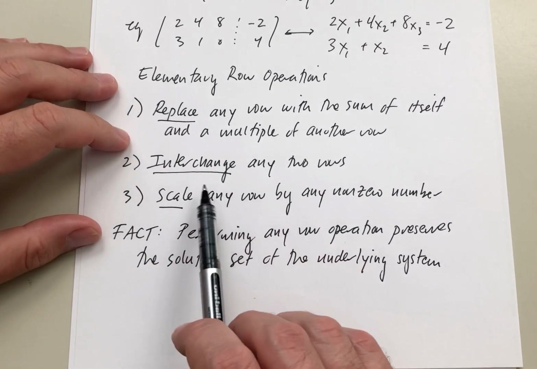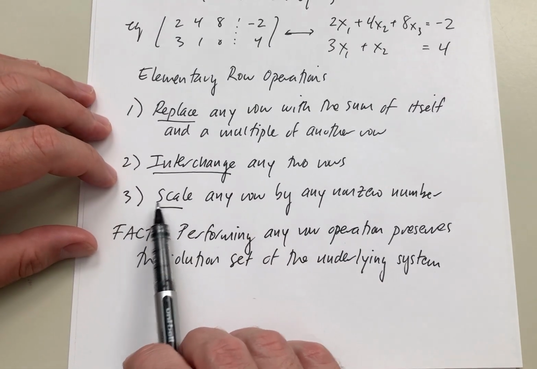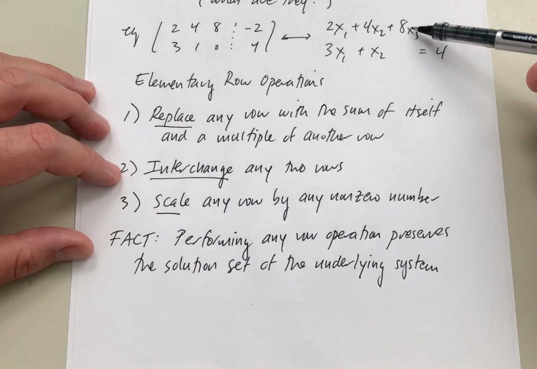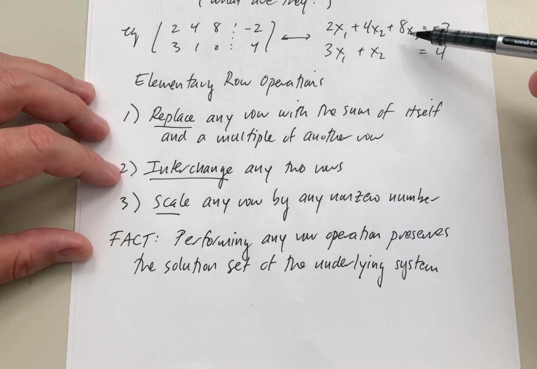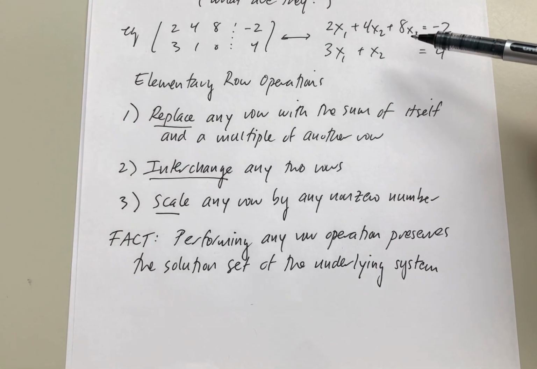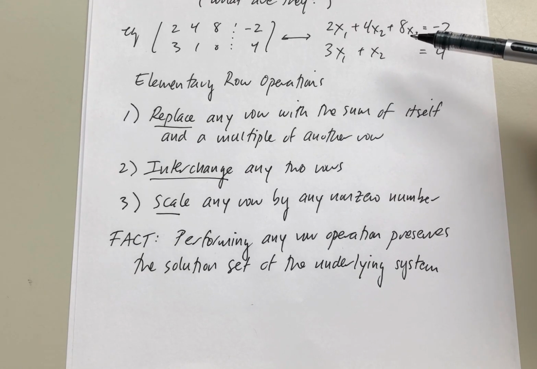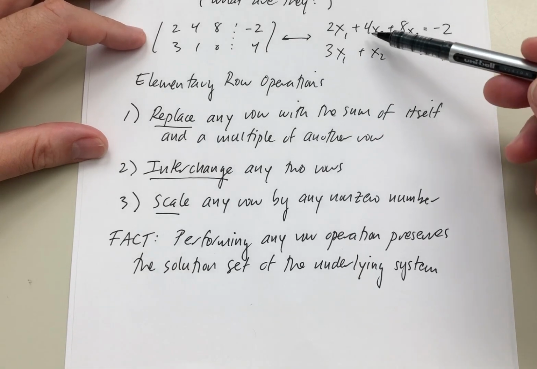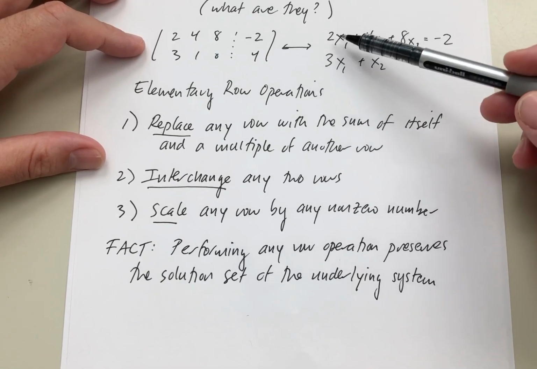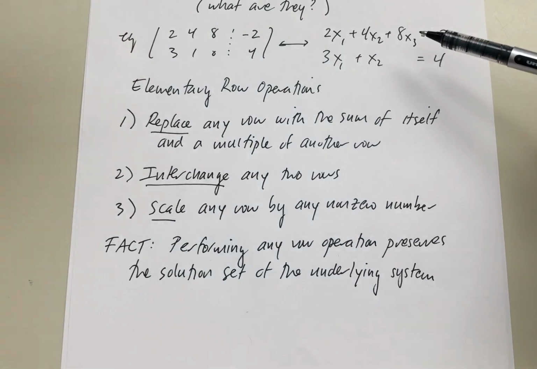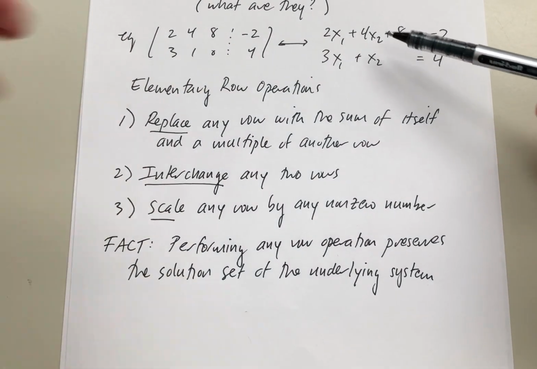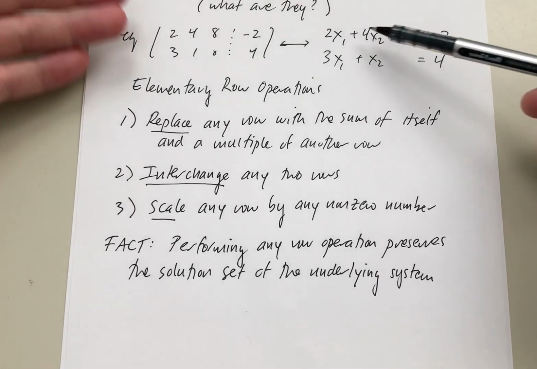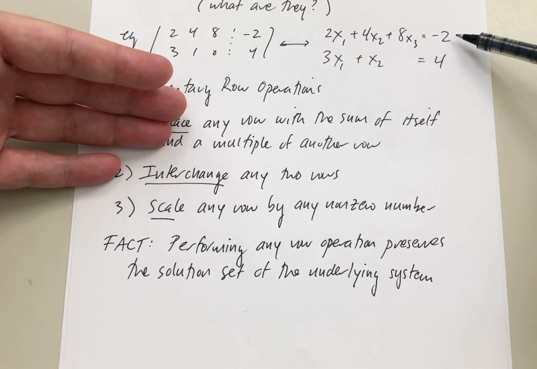And why do these not change the solution set? I don't want to go through all the details, but especially number 2 and 3 should be very clear. If I interchange 2 rows, if I swap these 2 equations, that doesn't change the system; we're just reordering which one we call the first equation. Number 3, if I scale the first row by 5, scaling every entry, that doesn't change the solution set, because if something works in this equation as it is, it'll still work if I multiply the left-hand side by 5 and the right-hand side by 5.